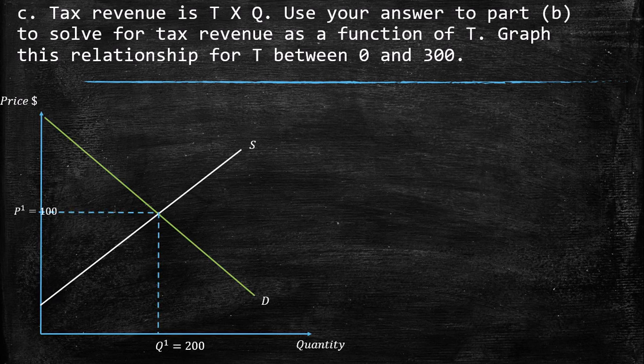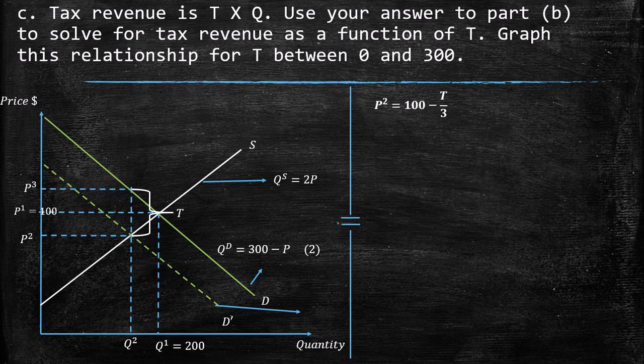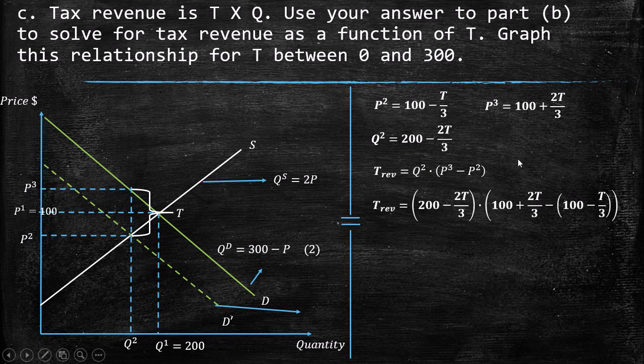So here again is our case, what we already did. Here we have the prices and quantities. Now we need to put the tax revenue. This is tax revenue, which is equal to Q2, which is this one, times T. And what is T? T is going to be P3 minus P2. Now we are just going to replace the value of Q2, this one, the value of P3, this one, and the value of P2, this one.